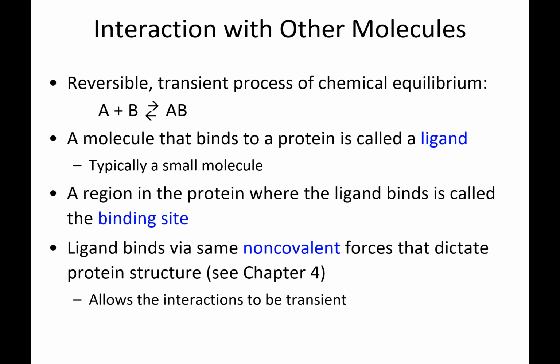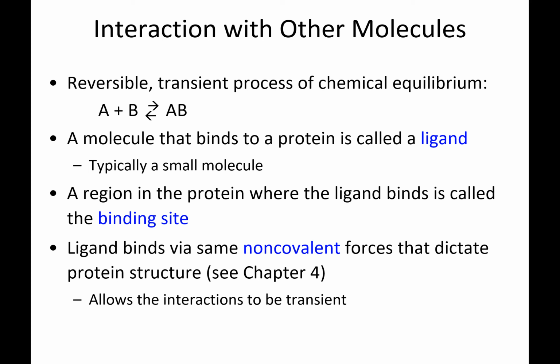Let's first think about how a ligand can interact with a protein. When a ligand binds to a protein, it binds at a very specific binding site. Typically, a ligand is going to bind to its binding site through some sort of transient interaction, such as a hydrogen bond. We will also see some of the other non-covalent interactions that we studied in Chapter 3 and 4 as well.